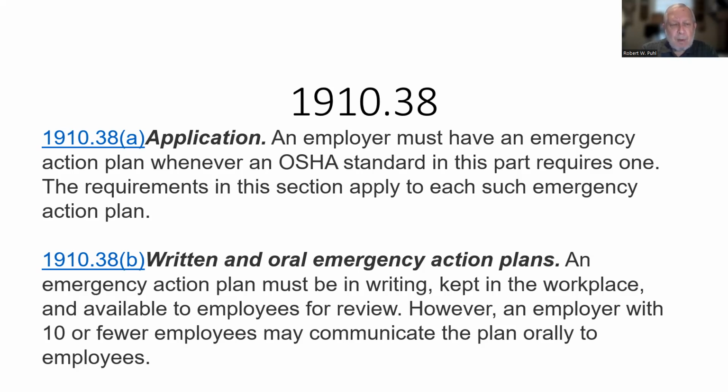Written and oral emergency action plans. Emergency action plan must be in writing, kept in the workplace, and available to employees for review. However, an employer with 10 or fewer employees may communicate the plan orally to employees. Now, this gets a little confusing even by OSHA standards sometimes. It says it may communicate the plan orally to employees, but it still should be in writing according to this. They'll say, oh, it doesn't have to be in writing if it's 10 or less, but I think that's wrong. I think it has to be in writing. It says must be in writing. Employer with 10 or fewer employees may communicate the plan orally to employees.